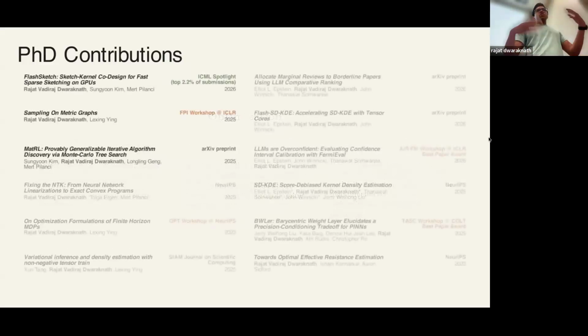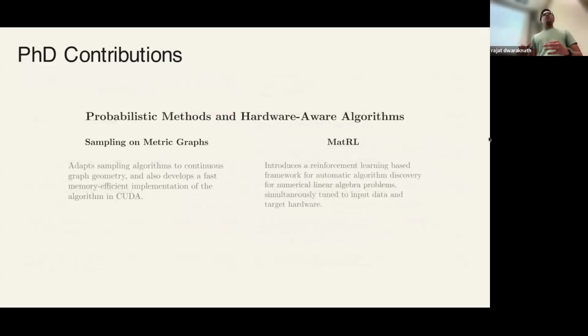So that was broadly more theoretically focused. Then through the PhD, I wanted to do some more applied things. So the next couple of papers also took a turn towards probabilistic methods and more so towards hardware-aware algorithms. In this work, sampling on metric graphs, I extended sampling algorithms to more continuous graph geometries. And an important contribution in this work is that I also developed a fast, memory-efficient implementation of this new algorithm using CUDA, which is a programming language you use to program GPUs.